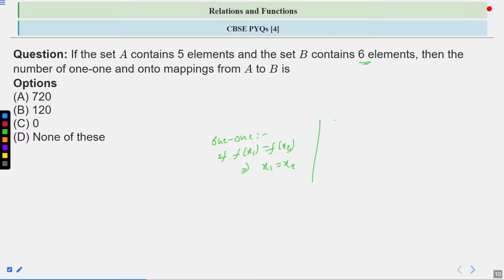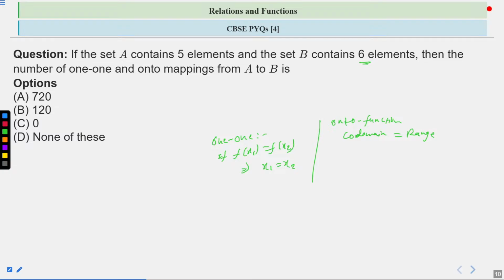Now, what is the condition of onto function? Codomain should be equal to range. That is, for every element in the set B, there must be a pre-image in set A. Then only it will become an onto function. Clear? So we basically have to check that.